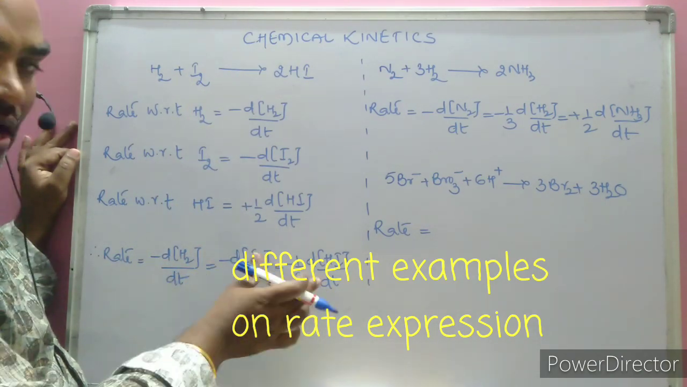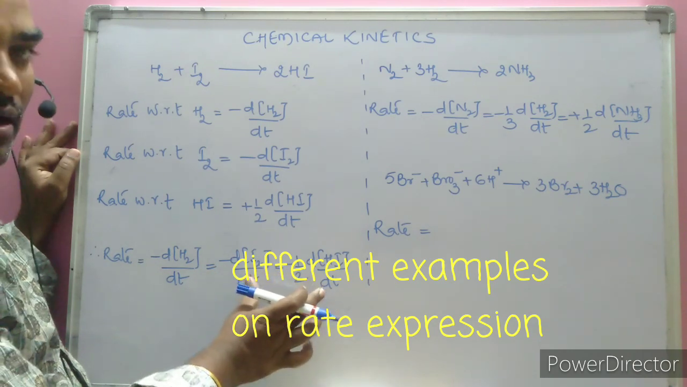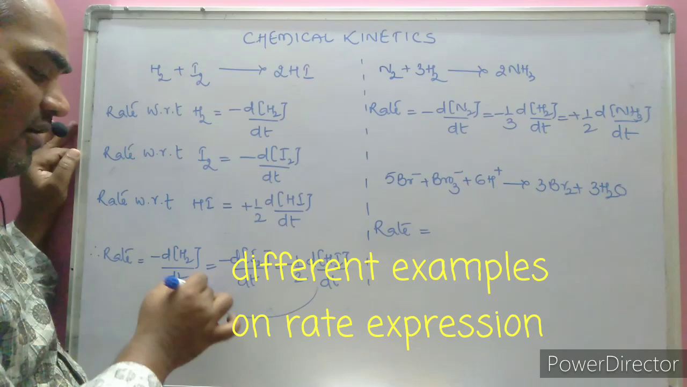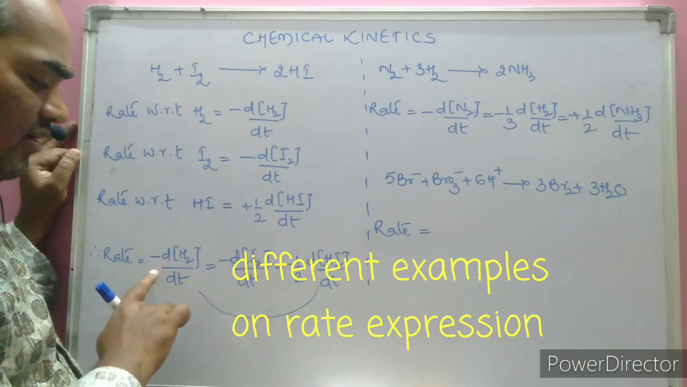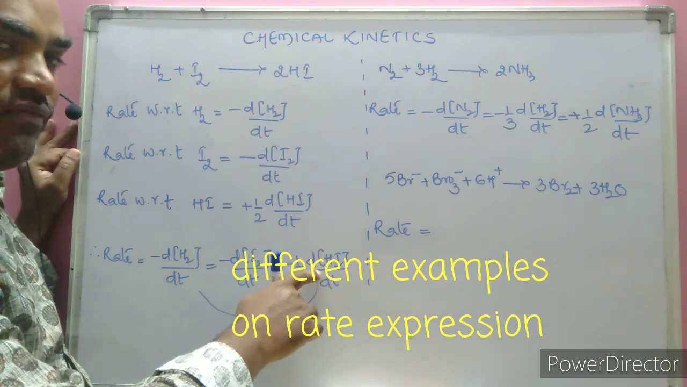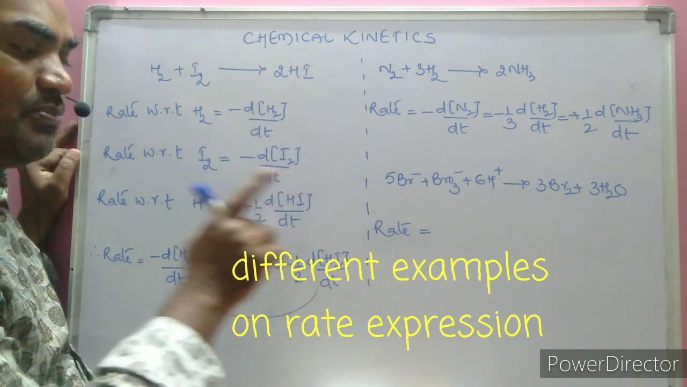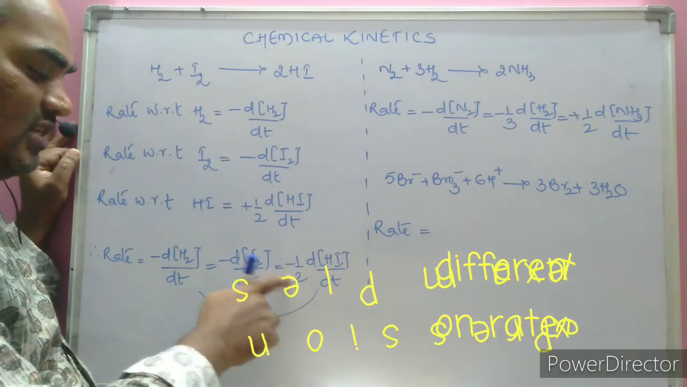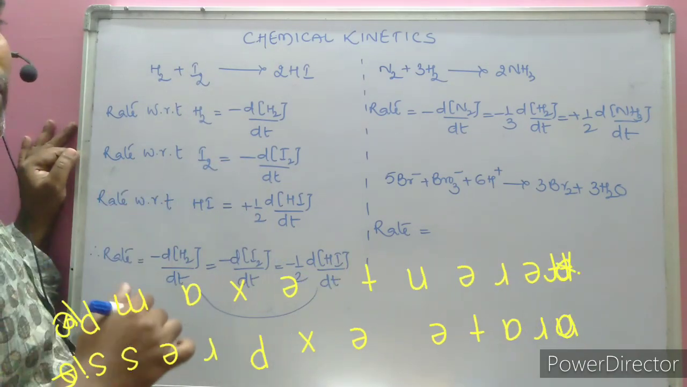If the three values are given, or the three concentrations are there, and you want to relate between them, for example, the rate of disappearance of H2 is given, I want to calculate the rate of appearance of HI with respect to the concentration in moles per liter, very important one. When it is given in moles per liter, we directly multiply.